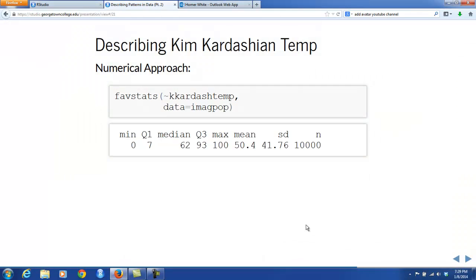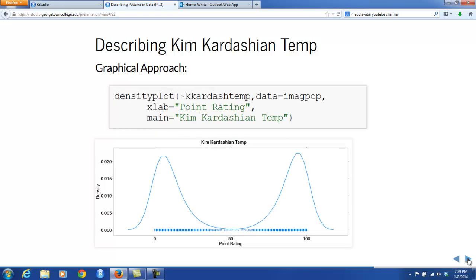So let's focus on the numerical variable Kim Kardashian temp and describe it. We'll get measures of center and spread, and we'll also look at some graphs so we can describe the shape. For measures of center and spread, we'll want to look at favstats. So favstats on Kim Kardashian, data is ImagePop, and out comes the favstats. And what shall we say about them? We'll talk about that in a little bit.